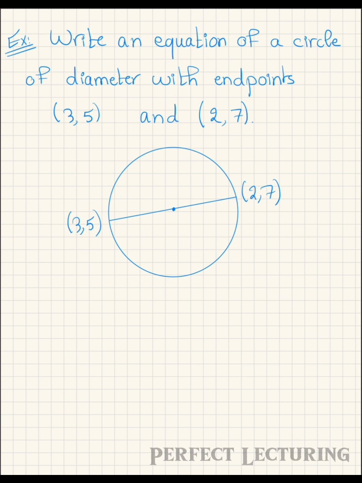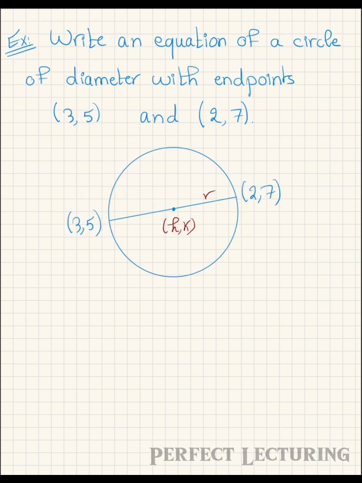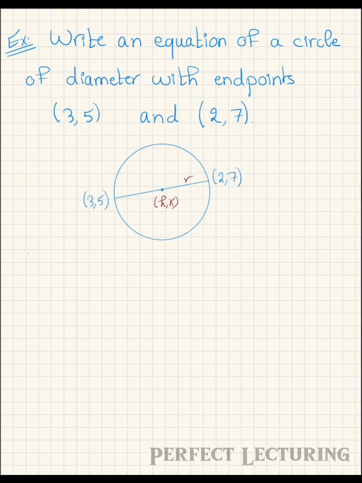Now, in order to find an equation of a circle, we need the center, which is (h, k), as well as the radius. But we neither have the center nor the radius. But we should notice that the center is the midpoint of the diameter. So we have to apply the midpoint formula. This means that h is equal to (x1 plus x2) over 2, which is (3 plus 2) over 2, and that is 5 over 2. K is equal to (y1 plus y2) over 2, and this is (5 plus 7) over 2, which is equal to 6. What about the radius?